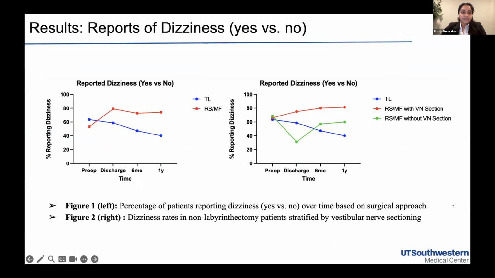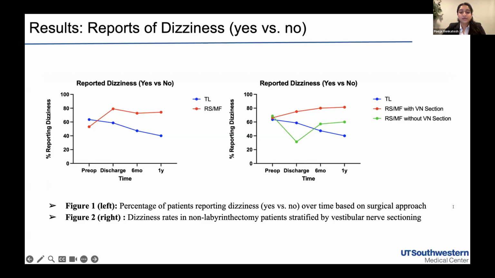Starting off with some results here, reports of dizziness were first displayed on line graphs. On the left here, this line graph illustrates the percentage of patients reporting dizziness over time stratified by surgical approach. And you can see a clear difference in dizziness rates between the two approaches. On the right side, this graph is comparing the percentage of patients reporting dizziness in non-labyrinthectomy patients, further divided into groups by whether or not the vestibular nerve was selectively sectioned.